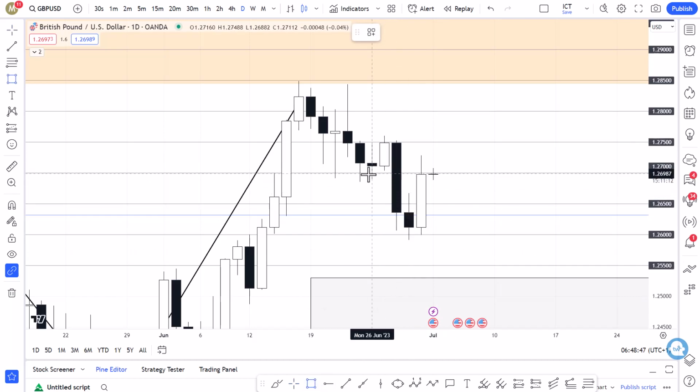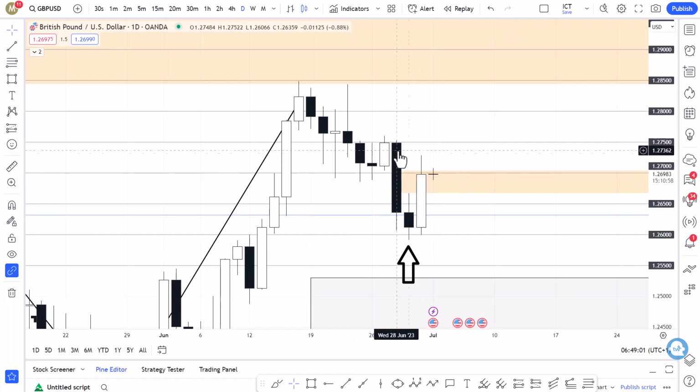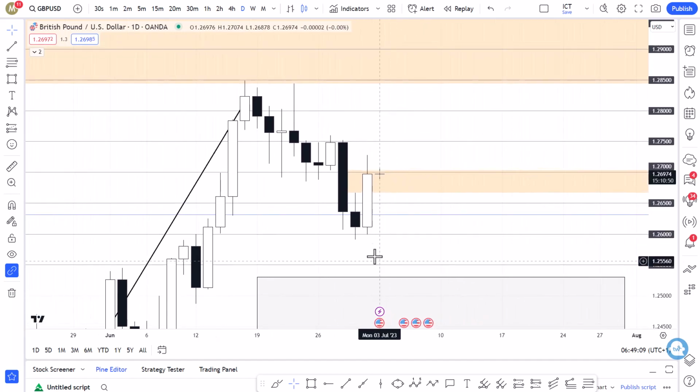In fact, it did make a little fair value gap. So from the low of this green candle here to the high of candle number 3 on the Thursday, you can see that this candlestick for Wednesday, the 28th of June, just dropped down, and the wicks from candle number 1 and candle number 3 don't touch, so it created this fair value gap in the market.